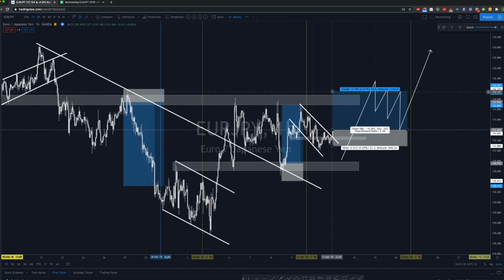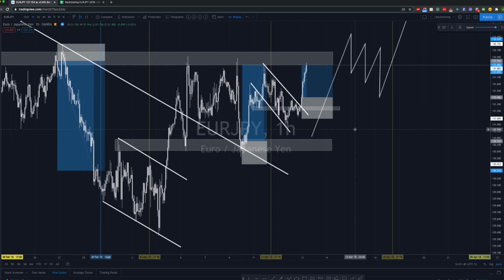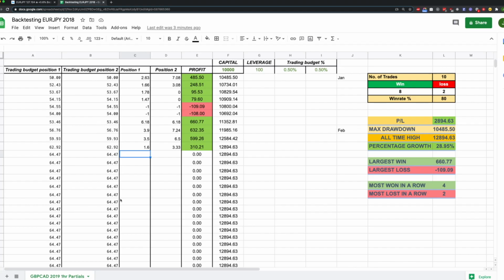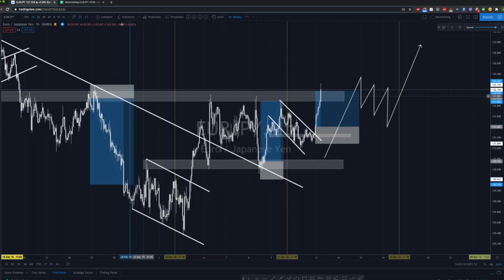So at least 1.5, yeah, just about 1.5. I tend not to take any positions unless my first TP is at least 1.5 to 1 risk to reward. All right, sweet. So 1.51. 2.15.